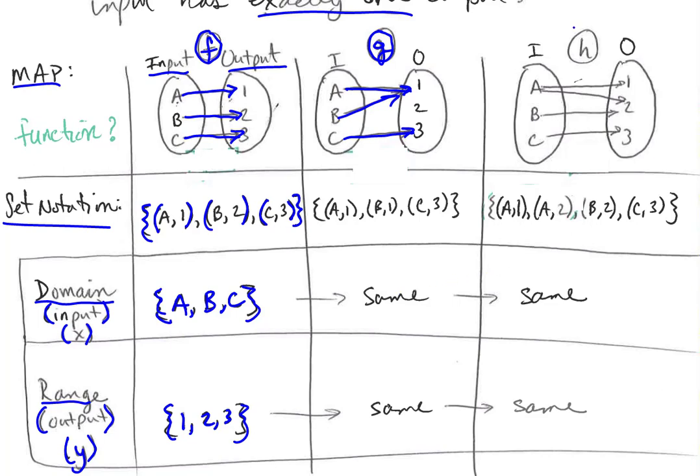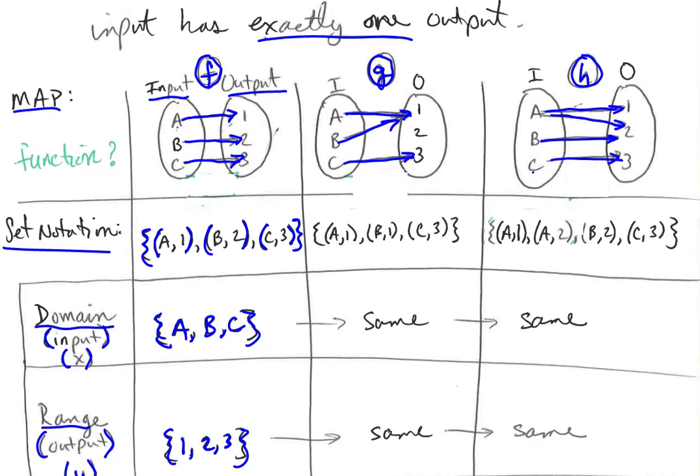Thirdly, our third example, we'll call that one letter H, just to be able to distinguish what we're talking about. The input and output there are the same thing: A, B, C for input, 1, 2, 3 for output. This time we have A going to 1, A also going to 2, B going to 2, and C going to 3. So the set notation follows this. We have the ordered pairs A, 1, A, 2, B, 2, and C, 3, just going again one for each arrow in the map. Of course, domain and range are the same for these as well.